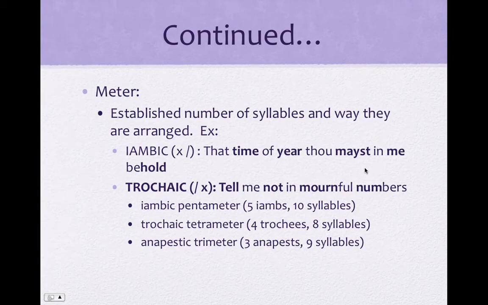A trochaic tetrameter has 4. Tetra means 4, right? So you would say, tell me, and you do it, not in, and there would be a line there. Mournful, and numbers. So hopefully that makes sense. When you hear people say I'm a pentameter, now you know what they mean exactly.